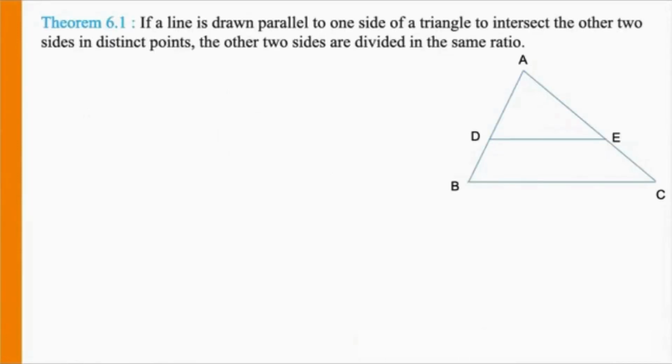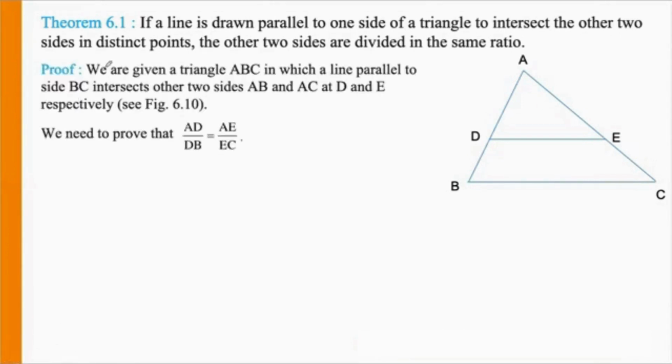Theorem 6.1 says that if a line is drawn parallel to one side of a triangle to intersect the other two sides in distinct points, the other two sides are divided in the same ratio. Let us understand what this statement is telling us through this diagram.